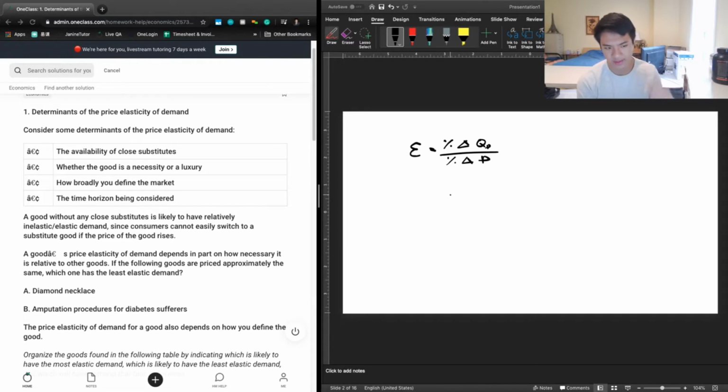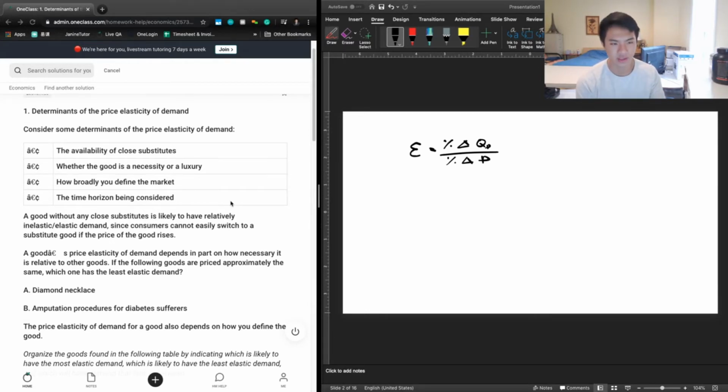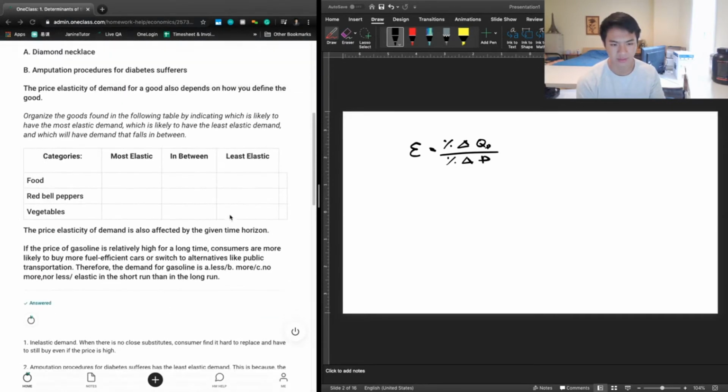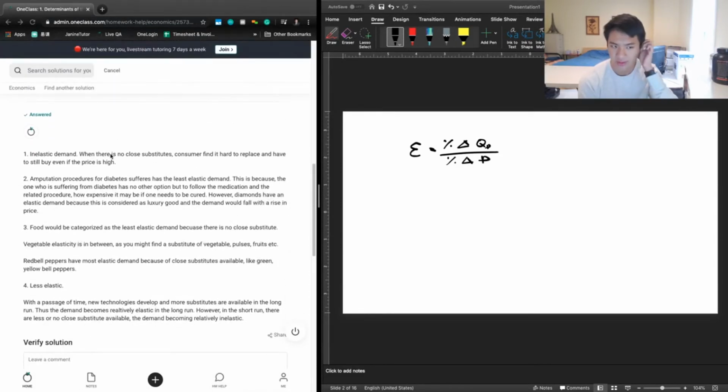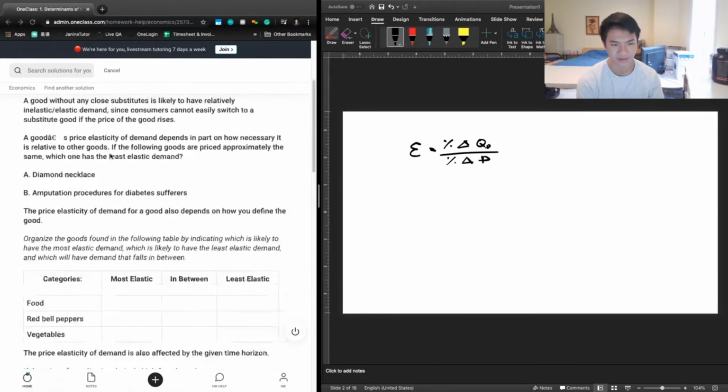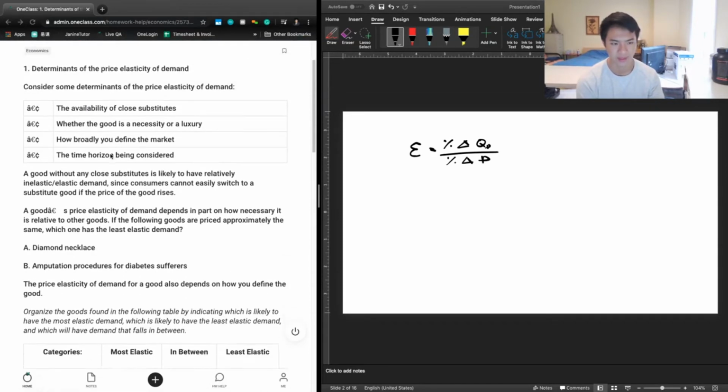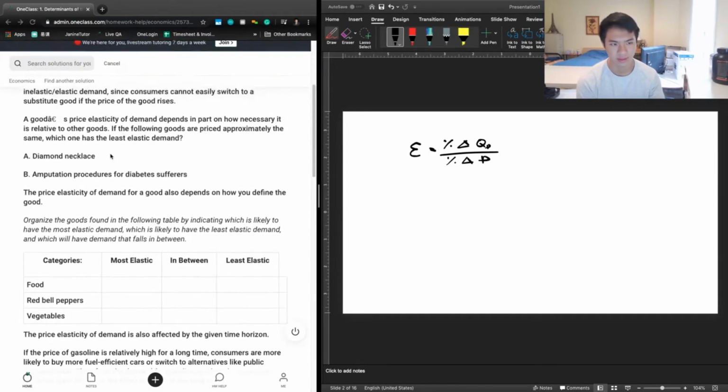The next question says, and let's check the answer for that on the bottom to make sure that we also got the same answer as the previous tutor. Right, and so the first question, inelastic demand, when there is no close substitutes, consumers find it hard to replace and have to still buy even if the price is high. Right, so that's the same rationale that we just talked about. Let's take a look at number 2.